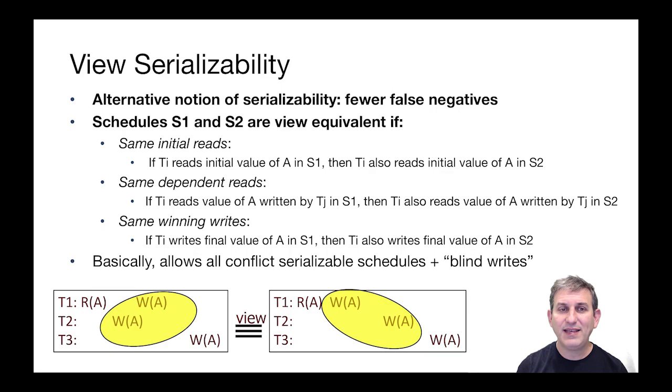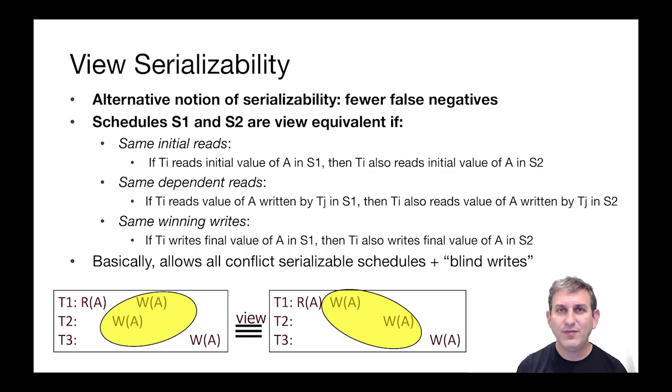As well as the same dependent reads. So if Ti reads a value of a written by Tj in S1, then Ti will also read that same value of a written by Tj in S2. And then finally, the same winning writes occur. So if Ti writes the final value of a in S1, then Ti also writes the final value of a in S2. And you should be convinced by these rules that this is a test for serializability.